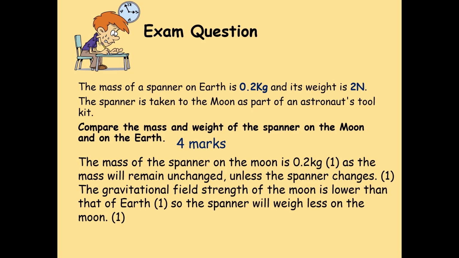You don't even need to know what it is. Just saying that will give you a mark. So the spanner will weigh less on the moon. There you go. There is your fourth mark. So it's just that knowledge that the gravitational field strength on the moon is less, the mass is the same no matter where you are in the universe, and so the weight changes depending on where you are.